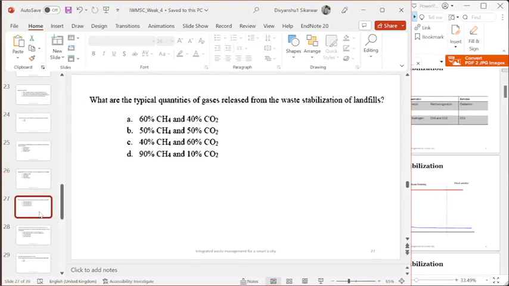Then we have: what are the typical quantities of gases released from the waste stabilization of landfill? Basically it has given different compositions of methane and CO2. So what will be the most probable composition? Landfill means we consider open dump, na? No, not open dump. Open dump will have a longer aerobic phase.